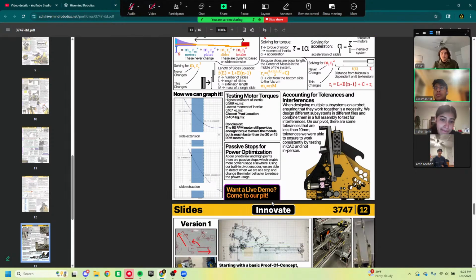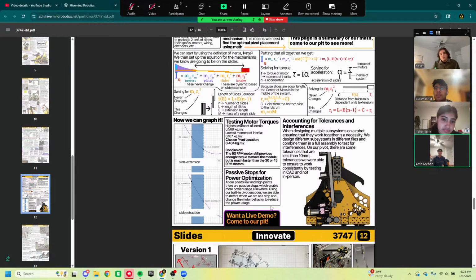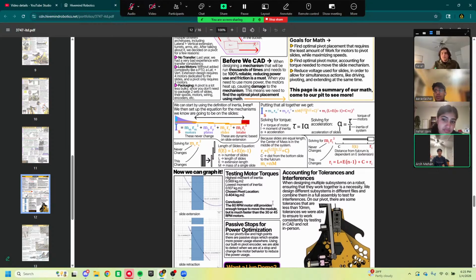Also, one thing that I like about your subsystem pages in general is that each page has its own feeling. I feel like a lot of rookie teams especially might just have the same formatting and then just change around the mechanism and stuff. So I feel like it's important to give each page its own personality.